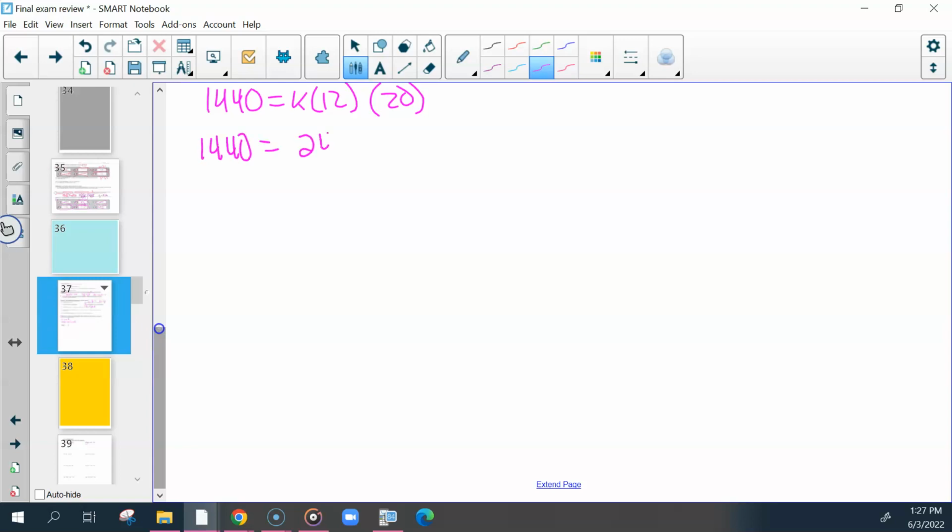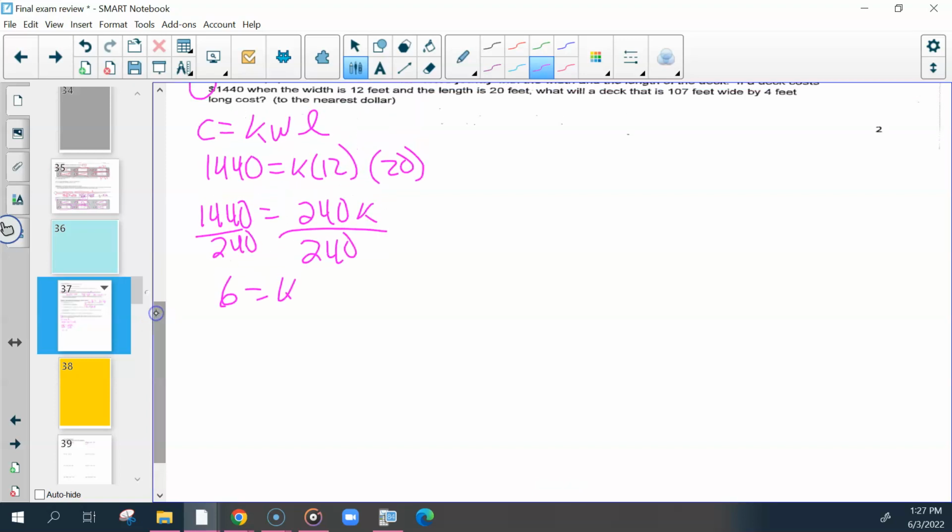This would be 240k. Divide both sides by 240. And we get 6. Then the last part of this, we are looking for the cost of the debt. But we now know our k, we know our width and length, so we can put all of those in. So we're looking for c, k is 6, our width is 107, and our length is 20.